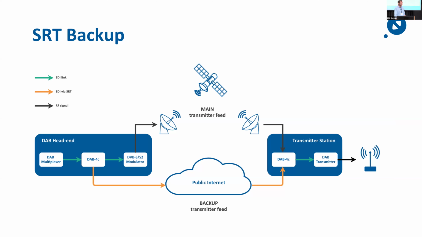Consider you have a satellite distribution, but due to weather conditions, the satellite receivers at the transmitter stations, which receive the EDI feed for the transmitter, might not receive it correctly. And for that case, customers want to have a backup feed, which shall not cost a lot. You don't want to have a fiber up to the mountain. You just want to have a backup feed. And that's where SRT came in.